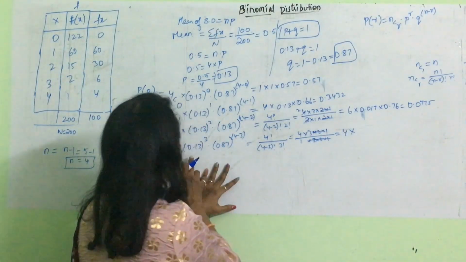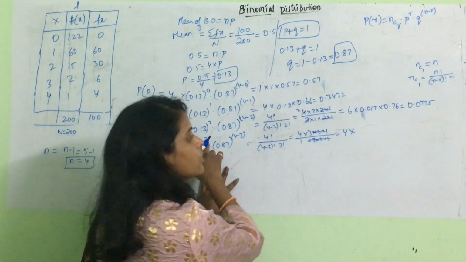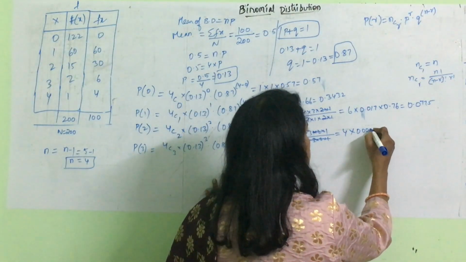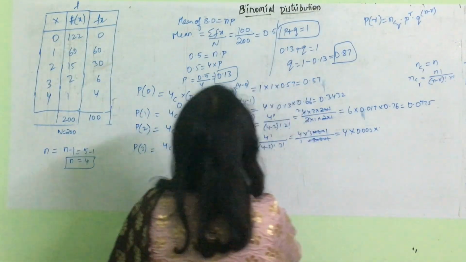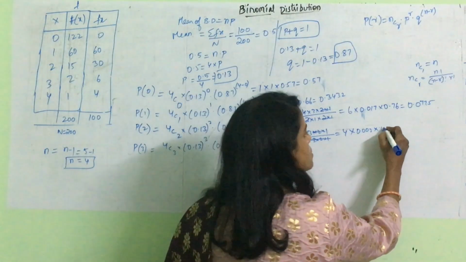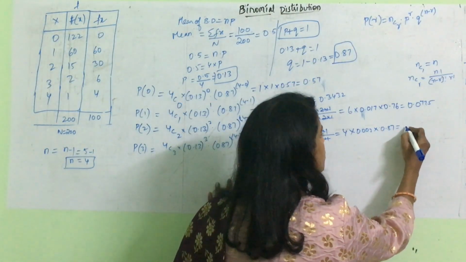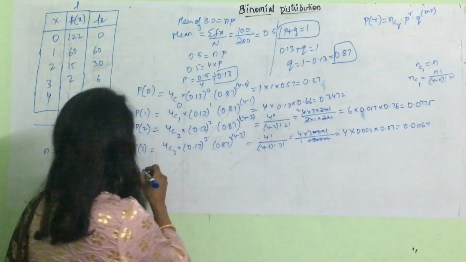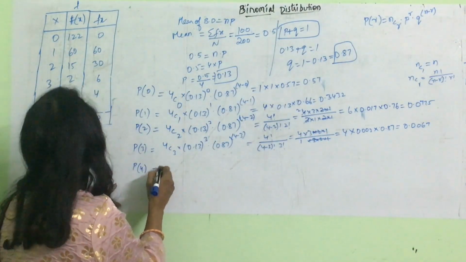So 4 into 0.13 to the power 3. What is 0.13 to the power 3? That is 0.002, into 0.87 to the power 1, that is 0.87. So what is the total value here? 0.0067. Next, we will check with P(4), the last value.